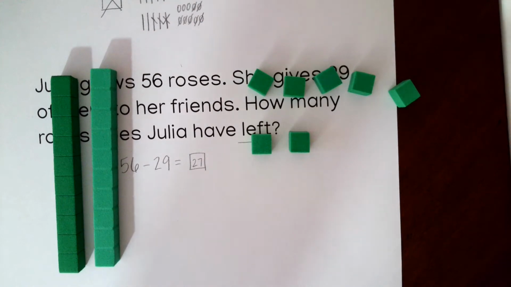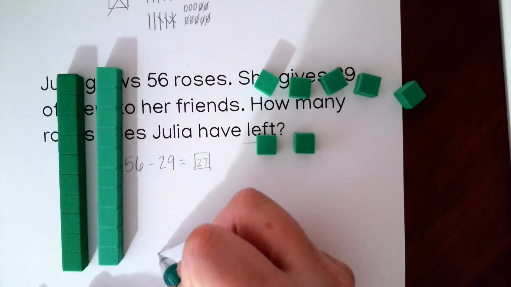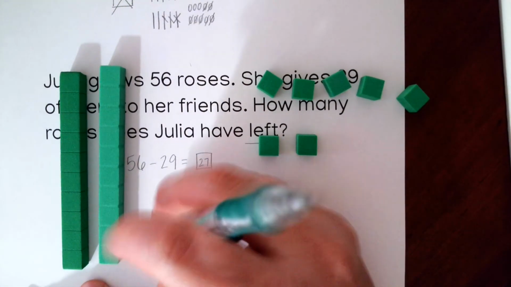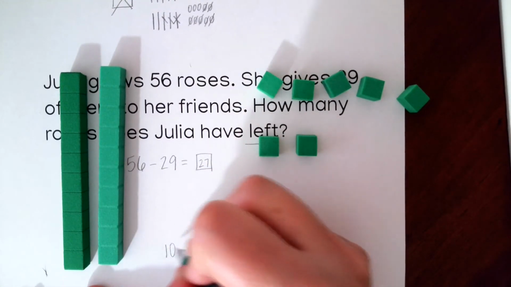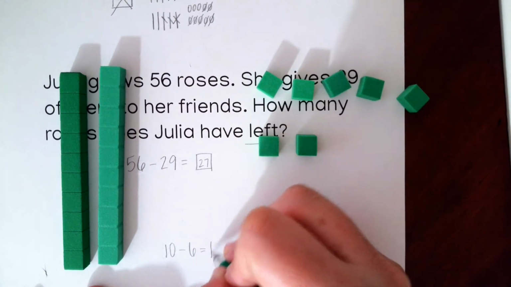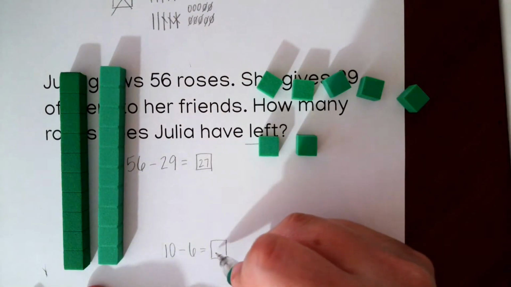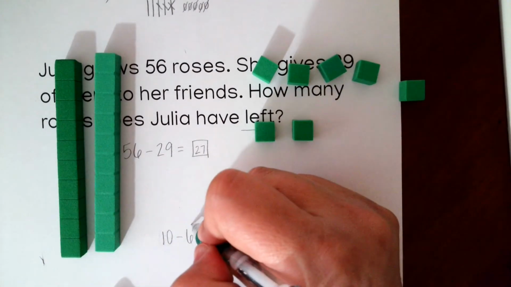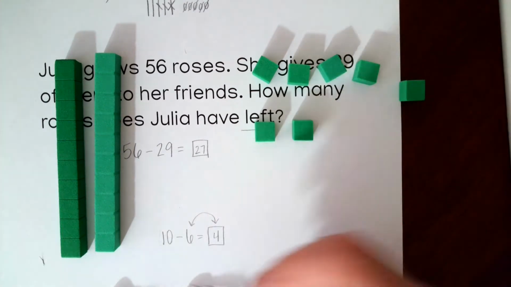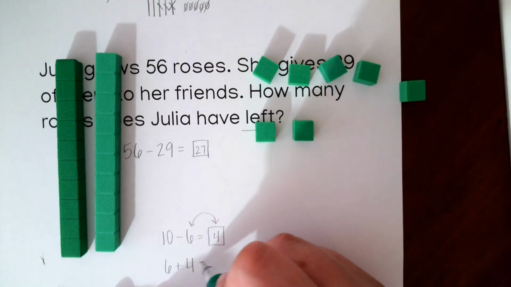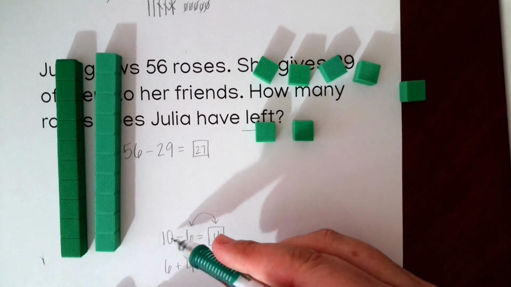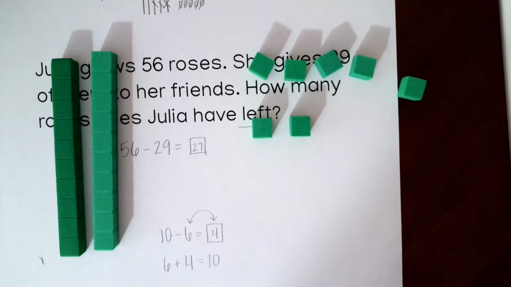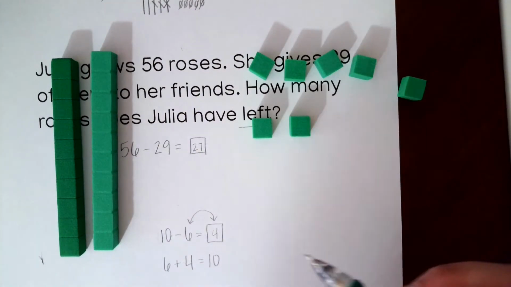Well, we know that if we had a problem that looked like this, now we all know the answer is 4, but if I wanted to make sure I was correct, if I add my 2 partners, I'm going to get my total, right? 6 plus 4 is 10. So same thing works with these bigger numbers.